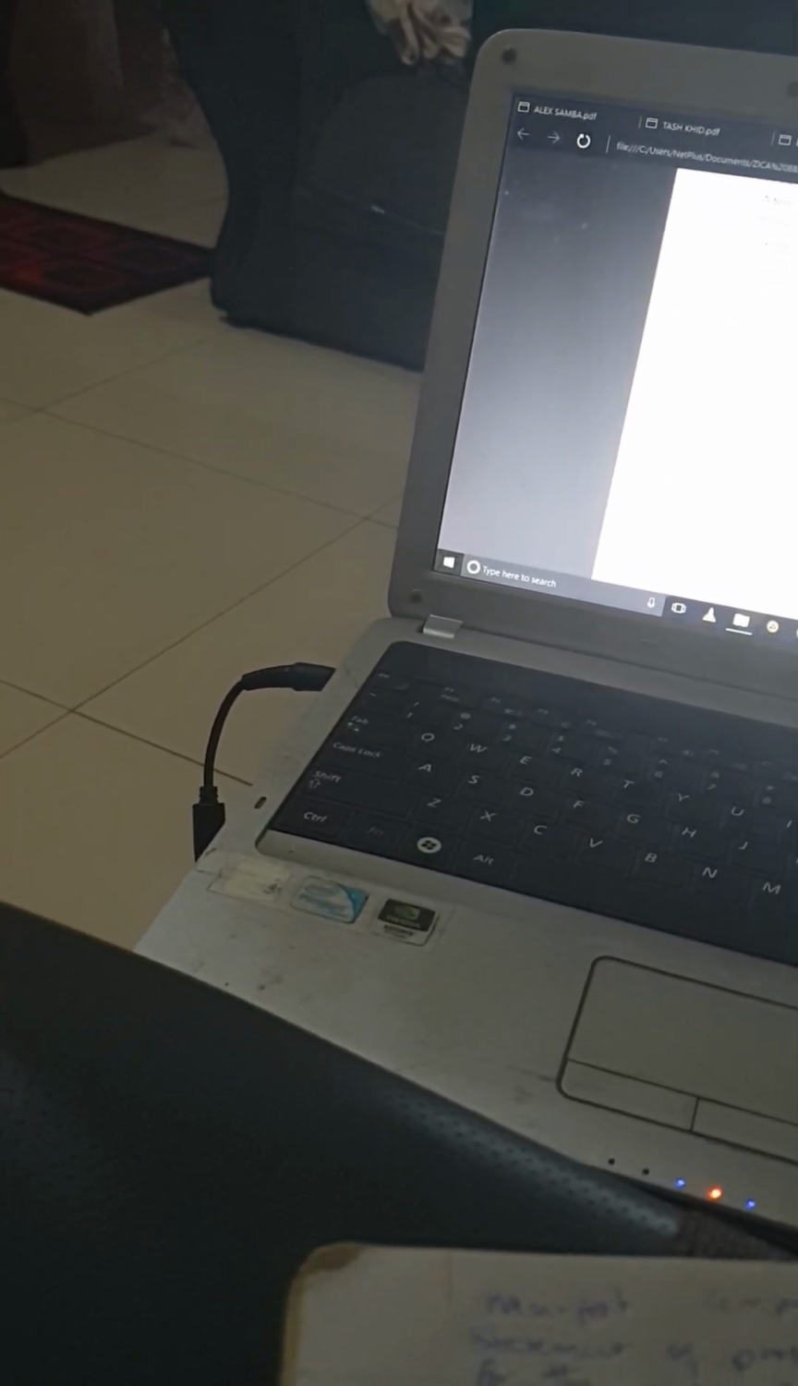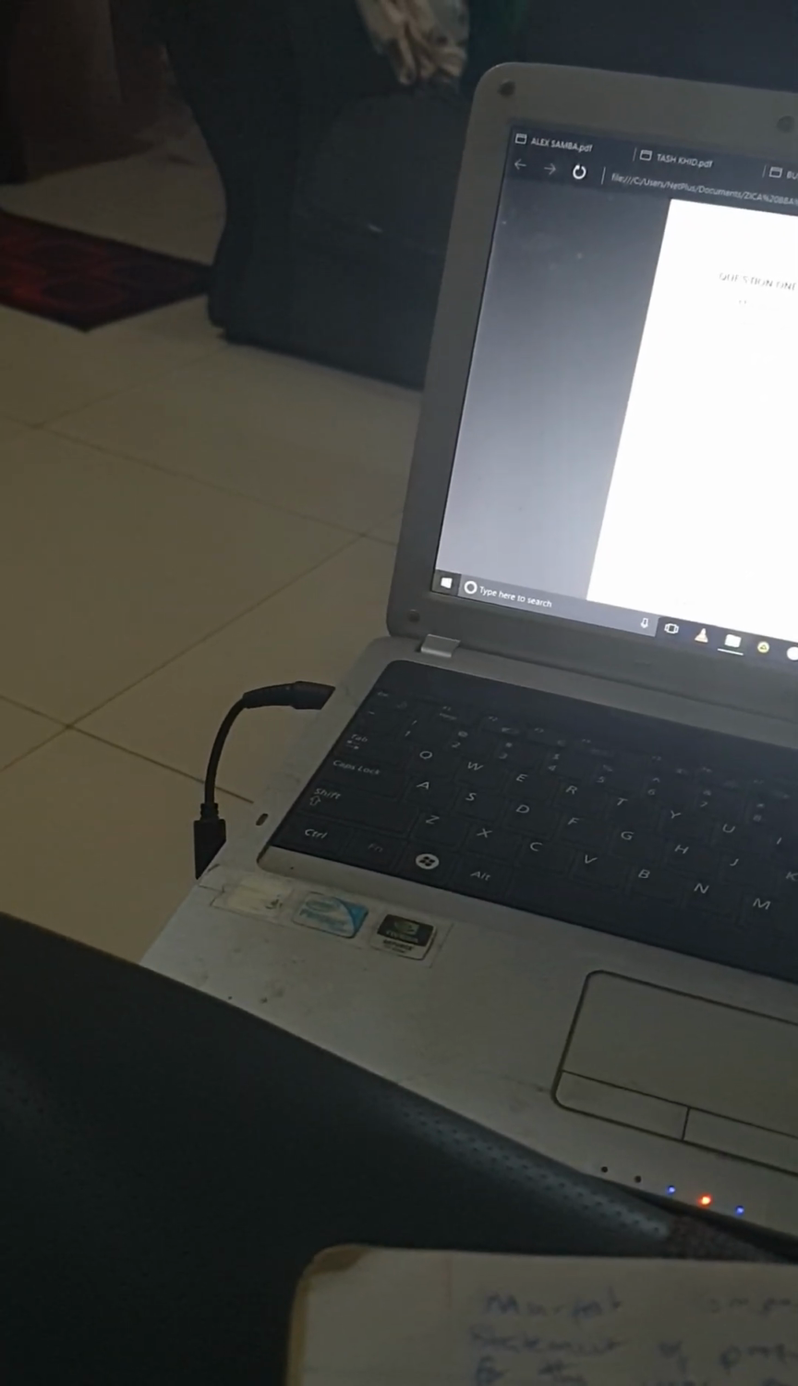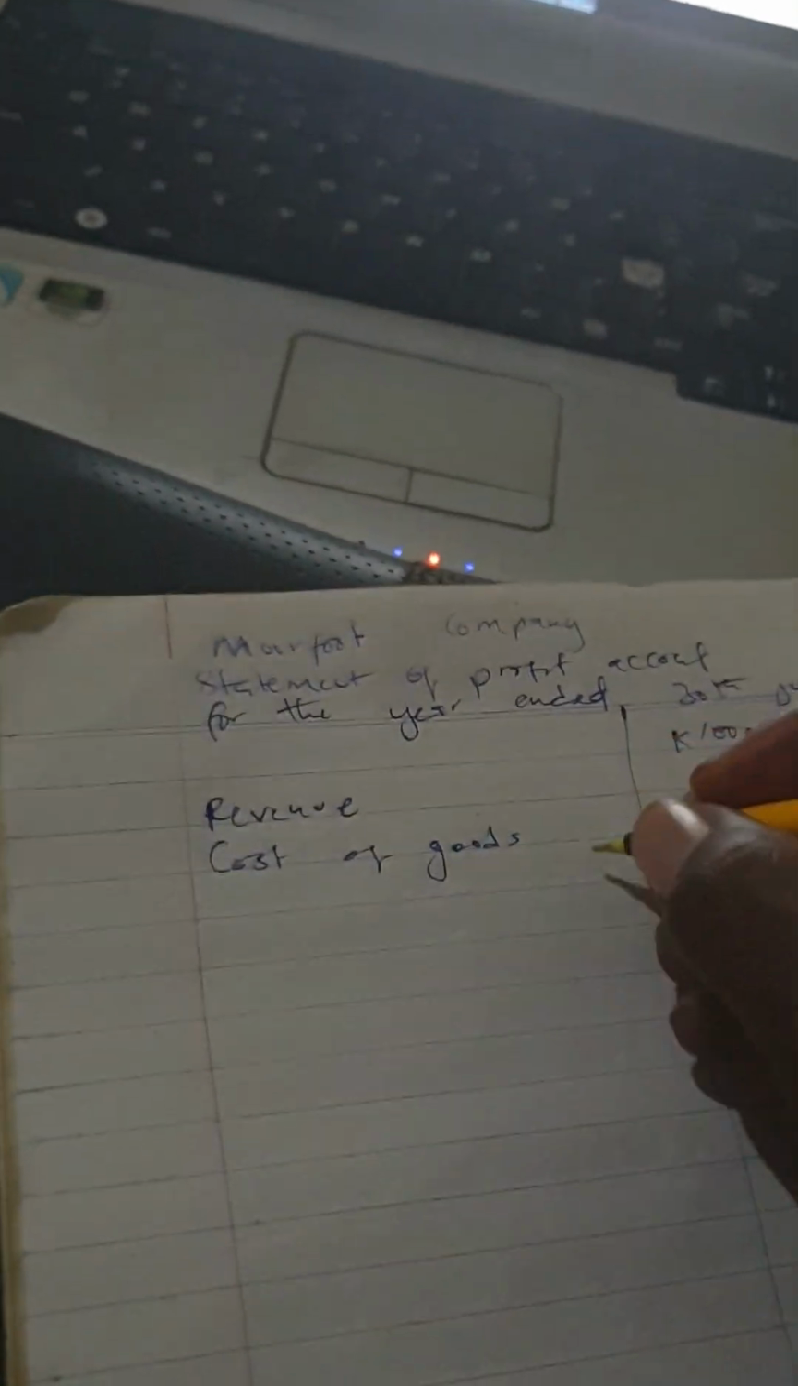The first thing that is going to appear is our revenue, which is sales. Revenue is 13,600. We have to look if there are sales returns or returns inwards in the question. In this situation, we don't have sales returns. So the revenue is going to go direct in the last column, 13,600. Next, we are going to the cost of goods sold.